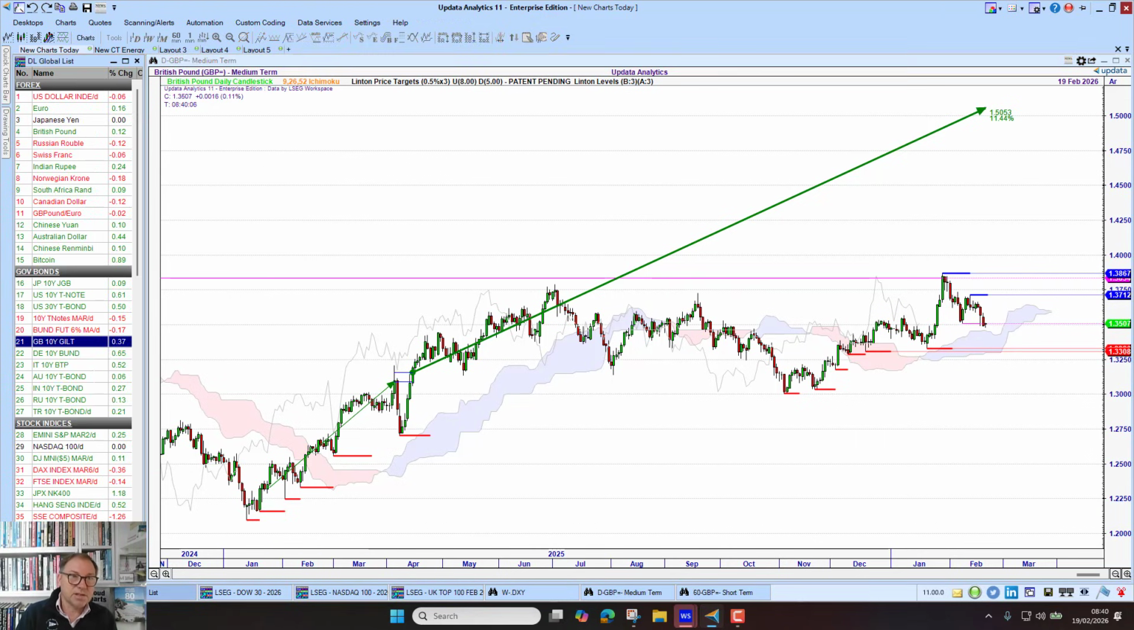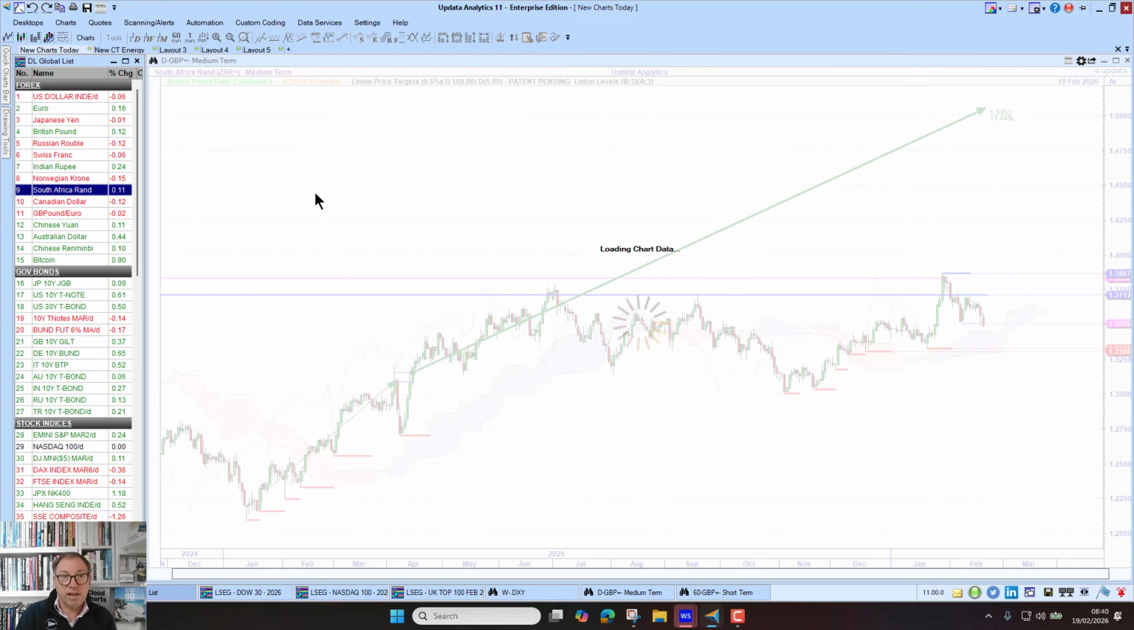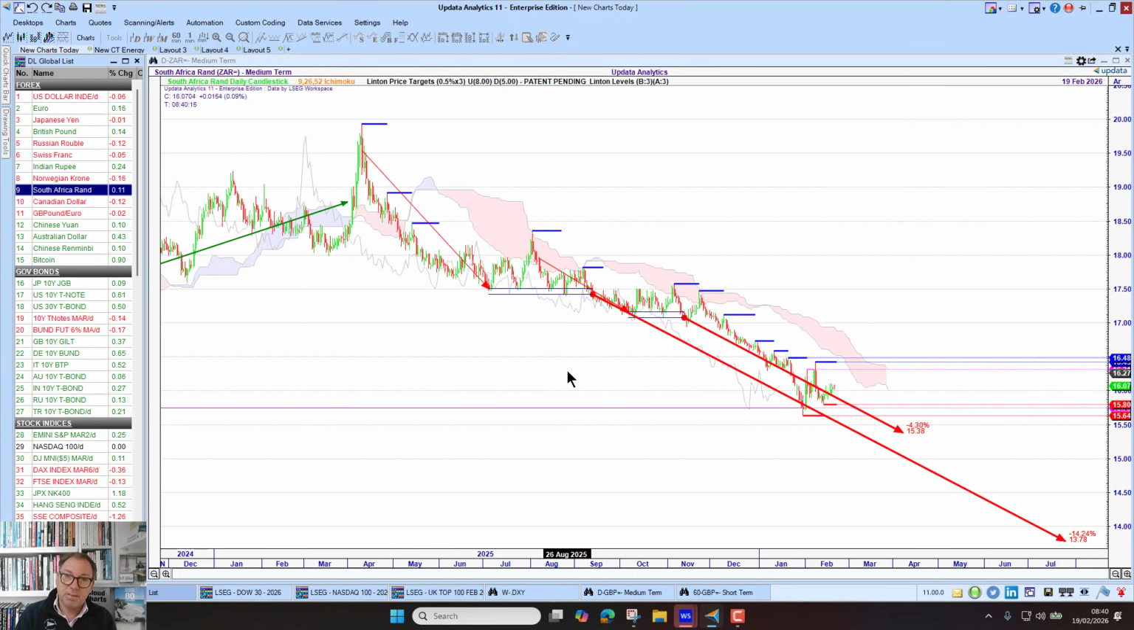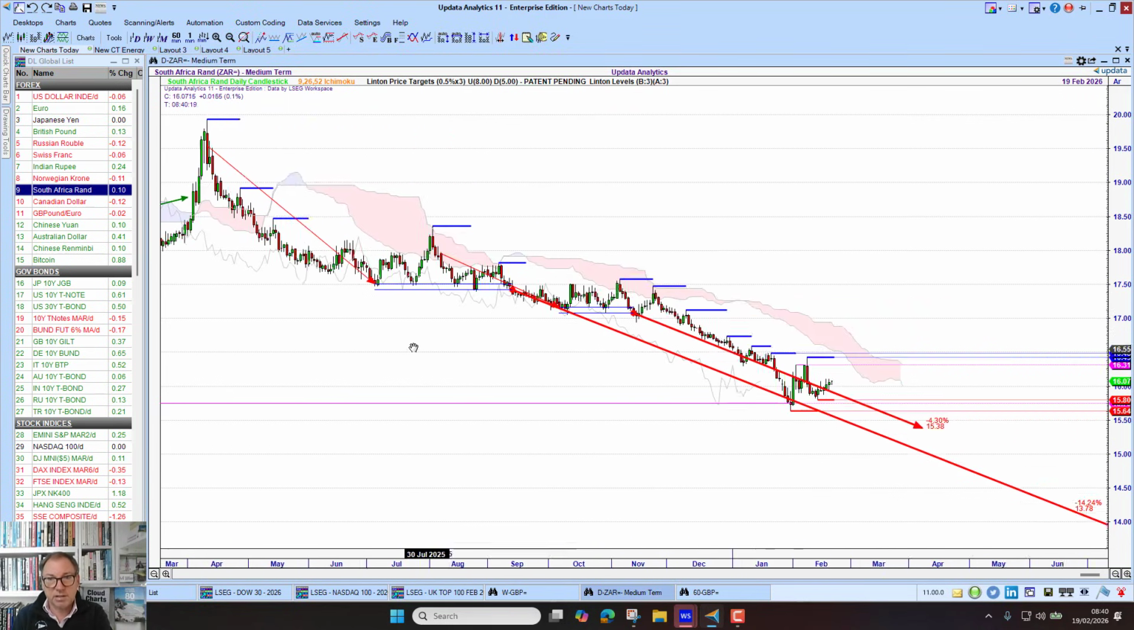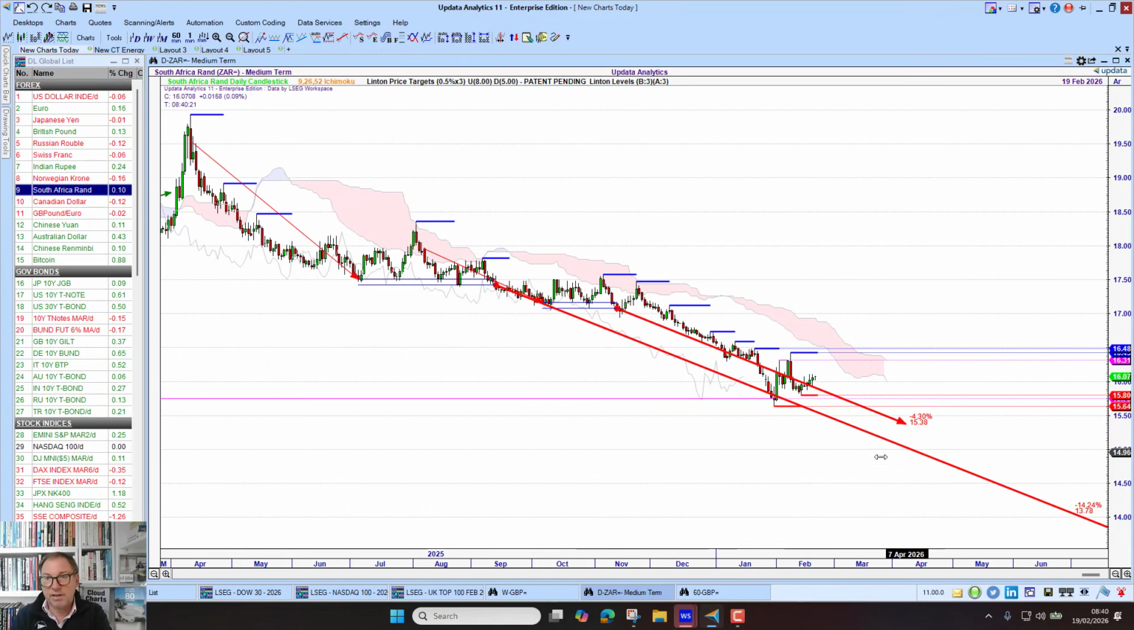Looking at other currencies, we have seen real strength in some things like South African rand. Remember, this is the dollar rand chart, so as the US dollar versus the rand. So the US dollar is buying progressively fewer rand, around 15.